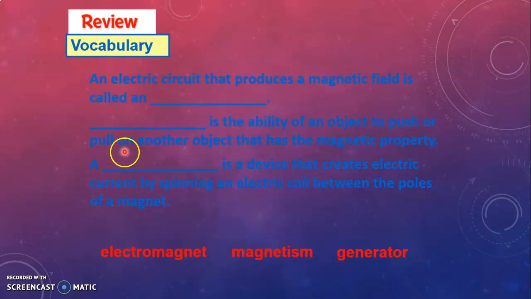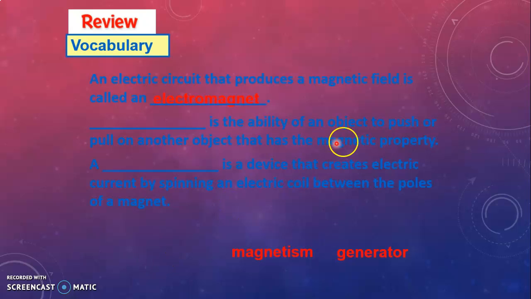Okay, let's continue with number 4. An electric circuit that produces a magnetic field is called a... It begins with a vowel sound, so the answer is... Which one? Choose one. What do you want to put? Yes, that is the correct answer. Electromagnet.